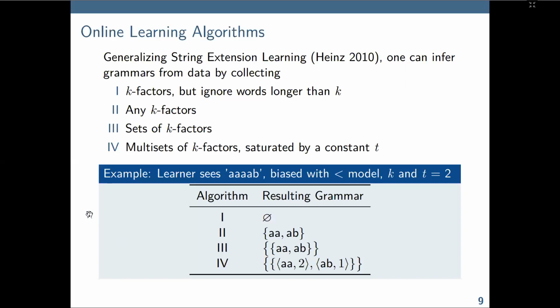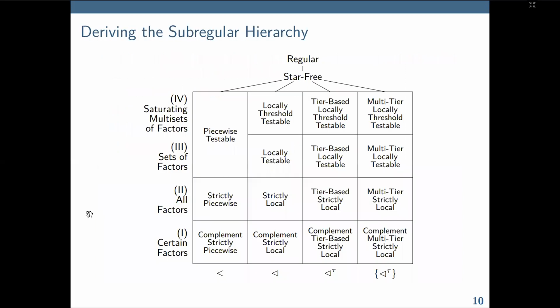All right, so now we have a typology of learning algorithms and a typology of representations. So what happens when you put them together? What happens when you use an algorithm on a type of model signature? Well, these are exactly the parameters that derive the subregular hierarchy. When you take the typology of learning algorithms represented on the vertical axis here, and the typology of structural representations, the precedence, successor, tier successor, and multi-tier successor on the horizontal axis, the combinations that you get give you exactly the subregular hierarchy.